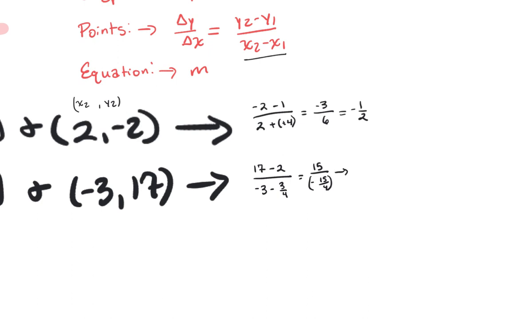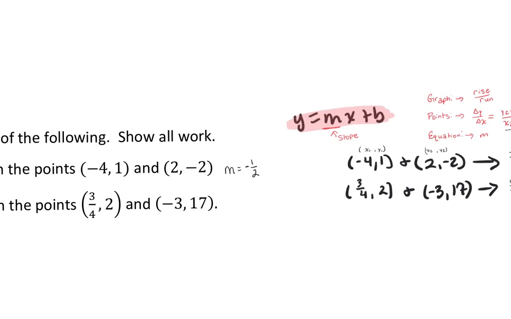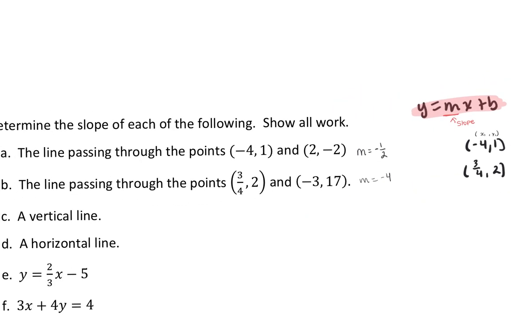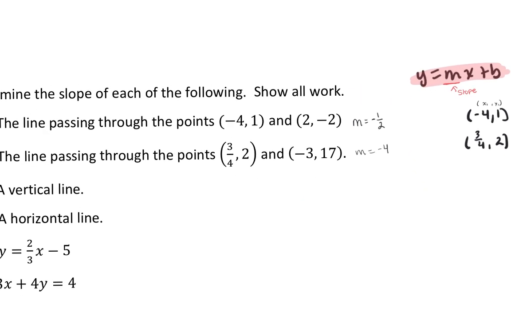If you remember the idea that if you were dividing by a number, you're essentially multiplying by its reciprocal. So if you were dividing by -15 over 4, that is the same as multiplying by -4 over 15, which now you would see that these 15s will cancel, and you're left with -4. So our slope for part B is m equals -4. All right, then C says a vertical line.